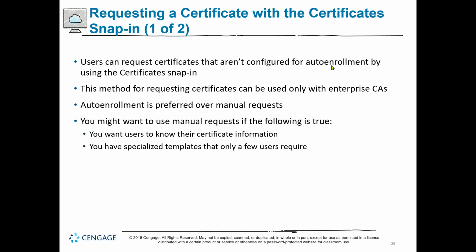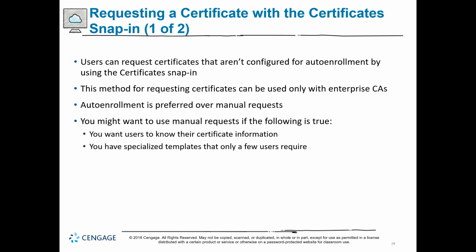Requesting a certificate with the certificate snap-in. Users can request certificates that aren't configured for auto enrollment by using the certificate snap-in. This method for requesting certificates can be used only with enterprise CAs. Auto enrollment is preferred. So you remember that table where they were talking about auto versus manual. Because the other ones, if you remember, required all the manual stuff, the enterprise CA is the only one that does auto enrollment. So auto enrollment is preferred over manual requests.